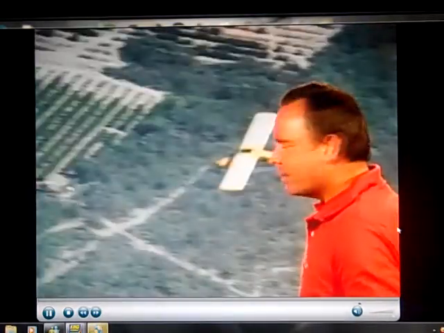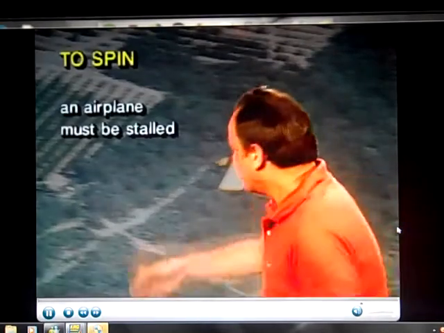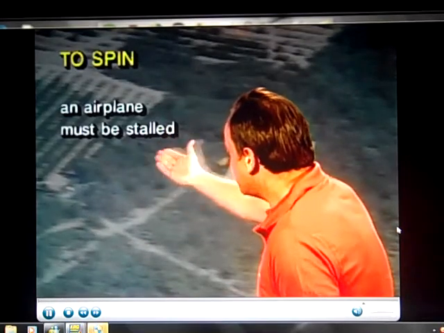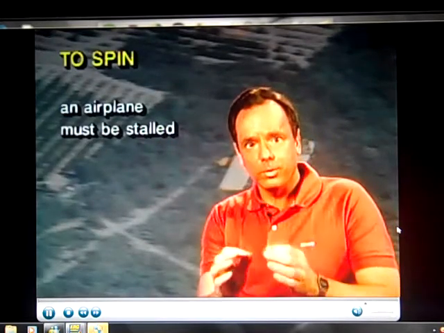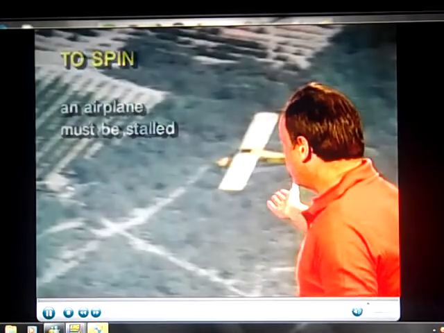Now let's talk about spins, and this is an interesting example of spins right here. Spins are really exciting flight. That's fun, isn't it? Well, maybe it isn't fun for some people, but that's a spin. Now, they're going to ask you on the test, what do you have to do to spin an airplane? Well, in order to spin an airplane, first it must be stalled. So if you want to avoid spinning an airplane, you need to avoid stalling that airplane.